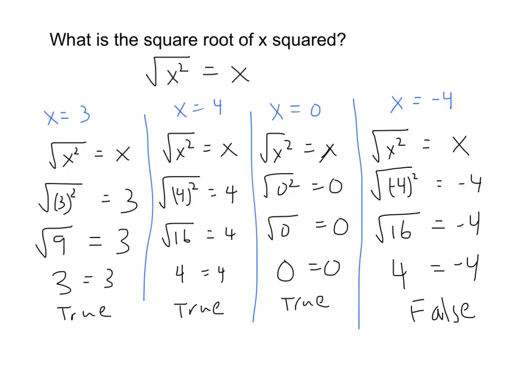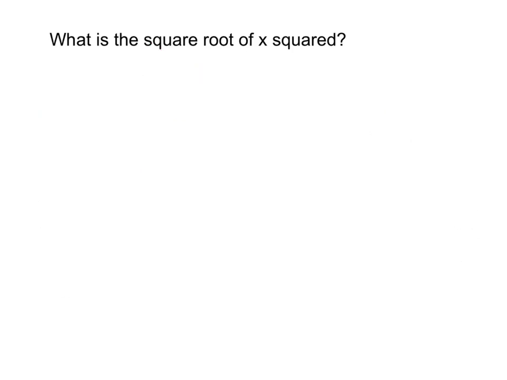So this is actually not true. The square root of x squared is not always equal to x. That's only true if we're dealing with numbers that are equal to 0 or positive. It does not work for negative numbers. So that brings us back to the question: what is the square root of x squared? We know it's not equal to x all the time.